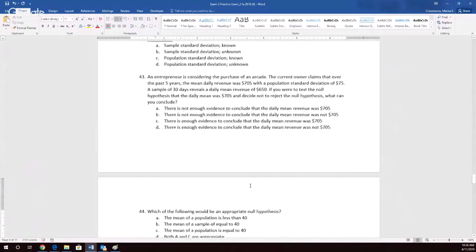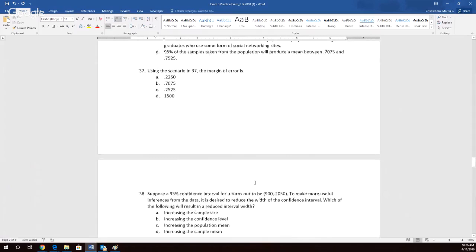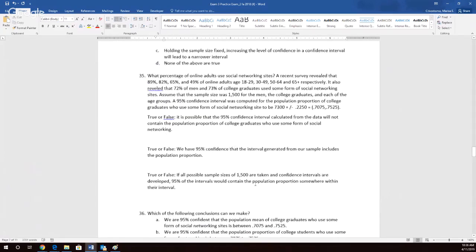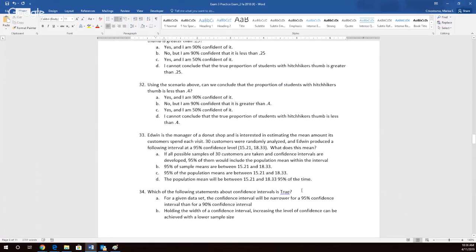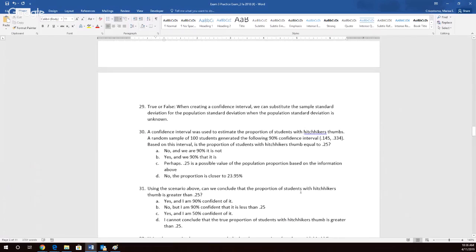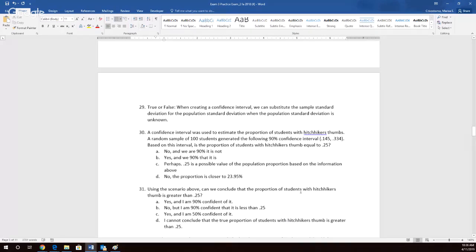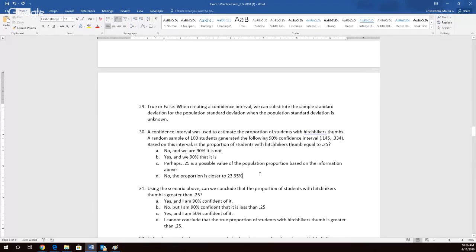Okay, are there any other ones that someone might have questions about? This one might be a good one to go over. So number 30 says a confidence interval was used to estimate the proportion of students with hitchhiker's thumbs. A random sample of 100 students generated the following 90% confidence interval, 0.145 to 0.334.